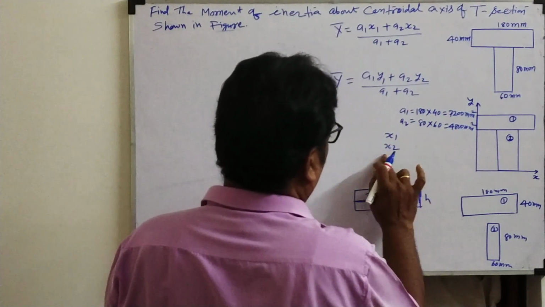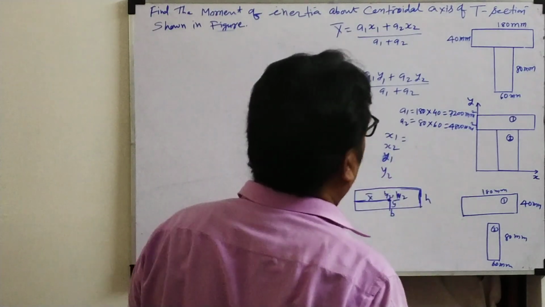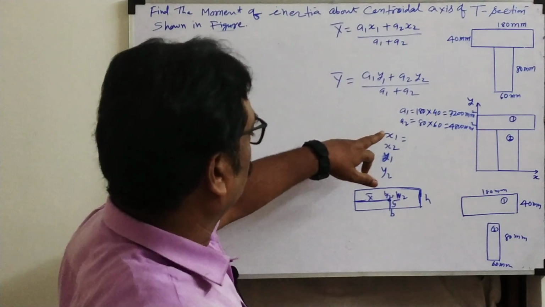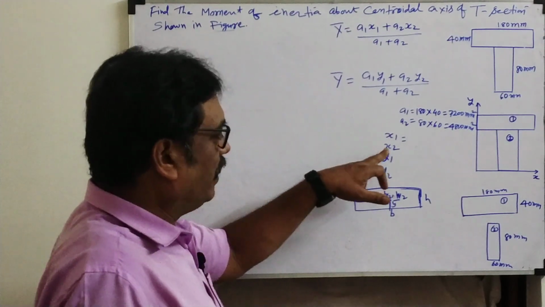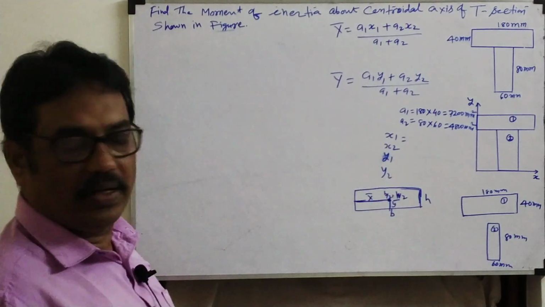Now we have to calculate x1, x2, y1 and y2. How will we calculate x1, x2? x1, x2, y1, y2 are the individual section centers of gravity. Now look here.